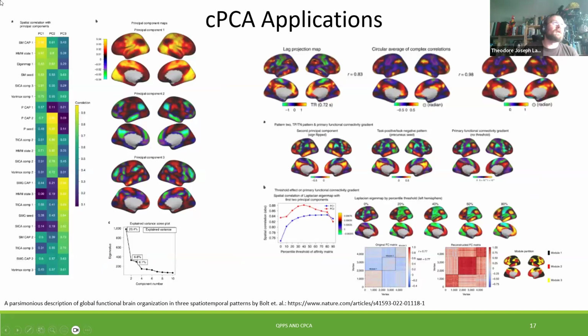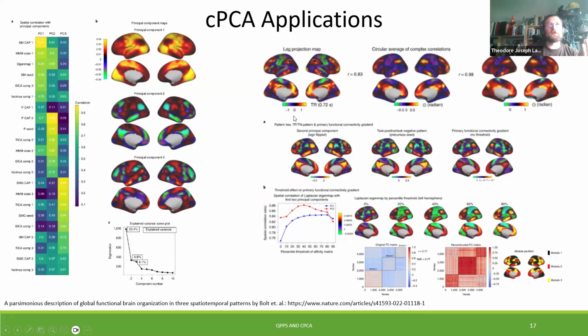Taylor then went through and ran a bunch of different types of organization of brain dynamics mapping, looking at different CAPs, looking at hidden Markov models, and the reason he's showing this is that the principal component analyses still explain a majority of the variance within the signal.